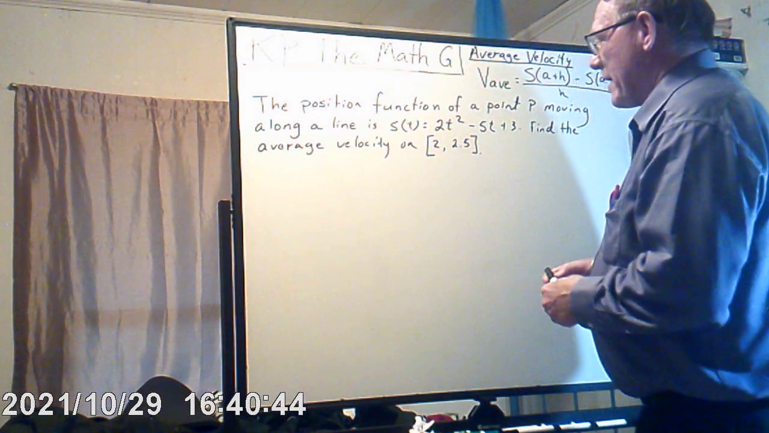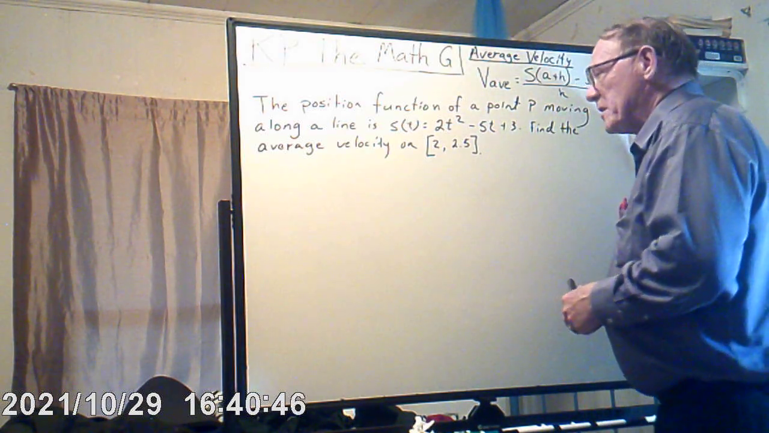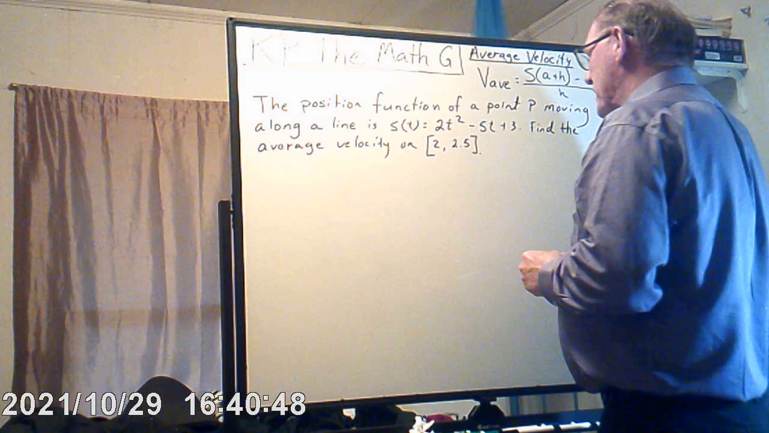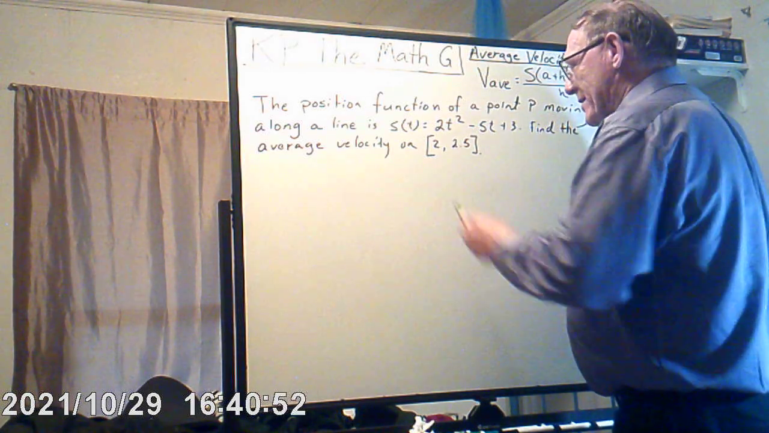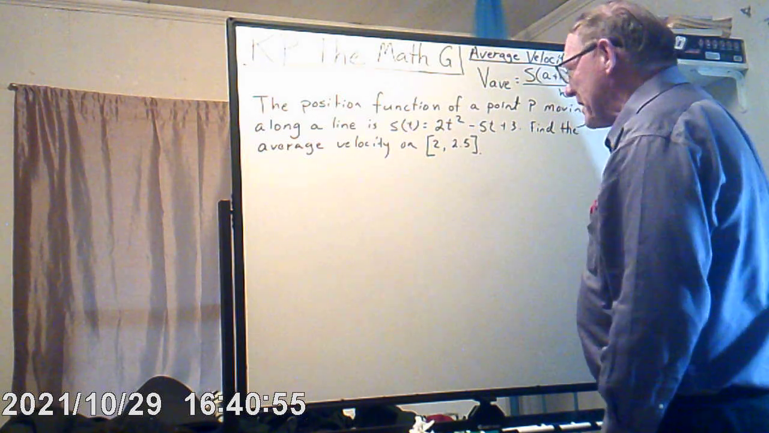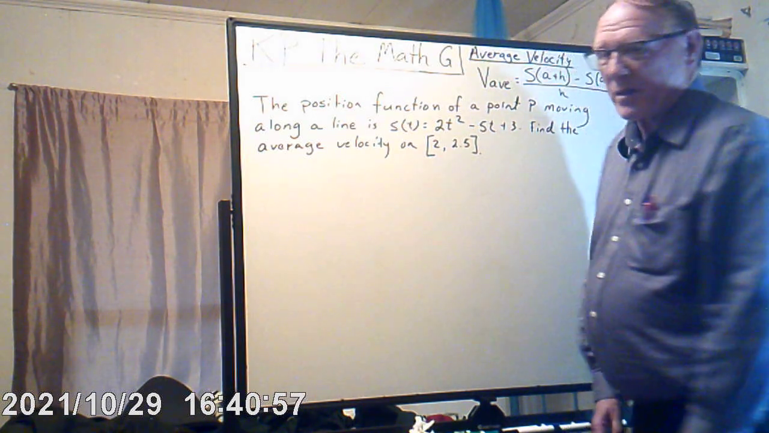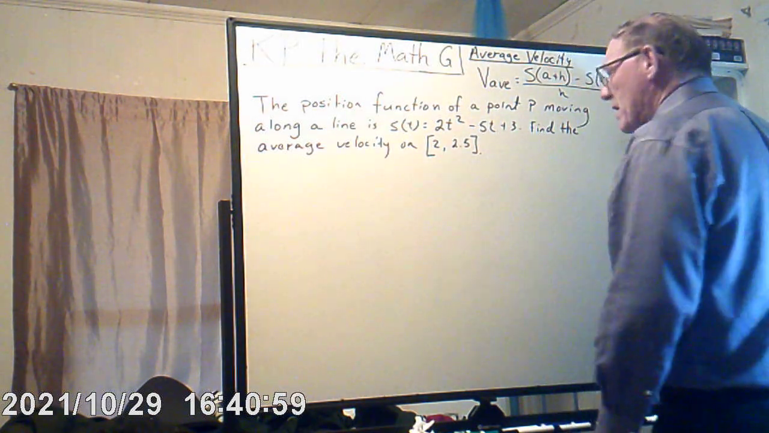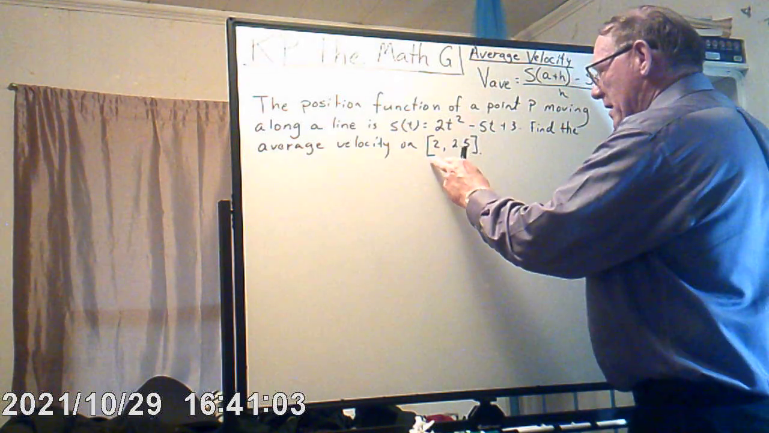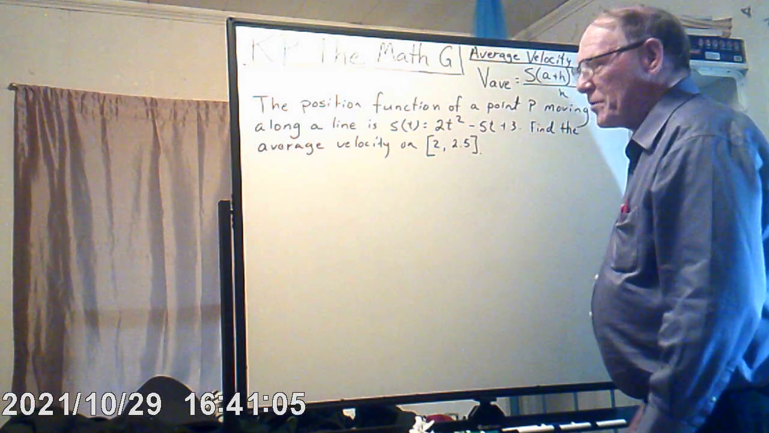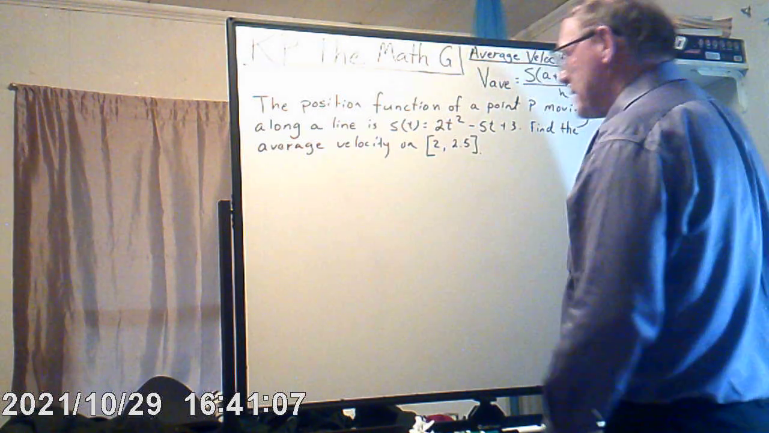Let's look at a position function. It says the position function of a point P moving along a line is s at t is equal to 2t squared minus 5t plus 3. Find the average velocity on the closed interval 2 to 2.5.